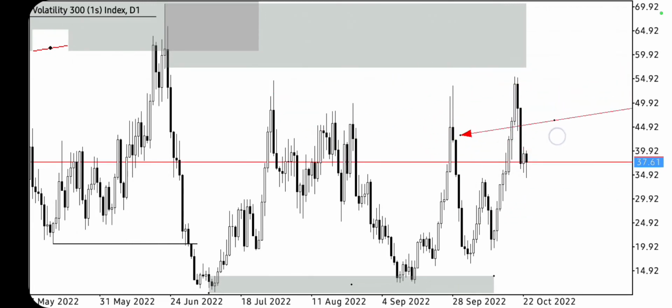We had a minor break of structure on the lower time frame, but then where are we not expecting the market to break? We are not expecting the market to break this low, because this was the last break of structure to the upside. We had this high, we had this low before, we now had this high. So we are not expecting the market to take this low. If the market takes this low, then we know that this low is not safe.